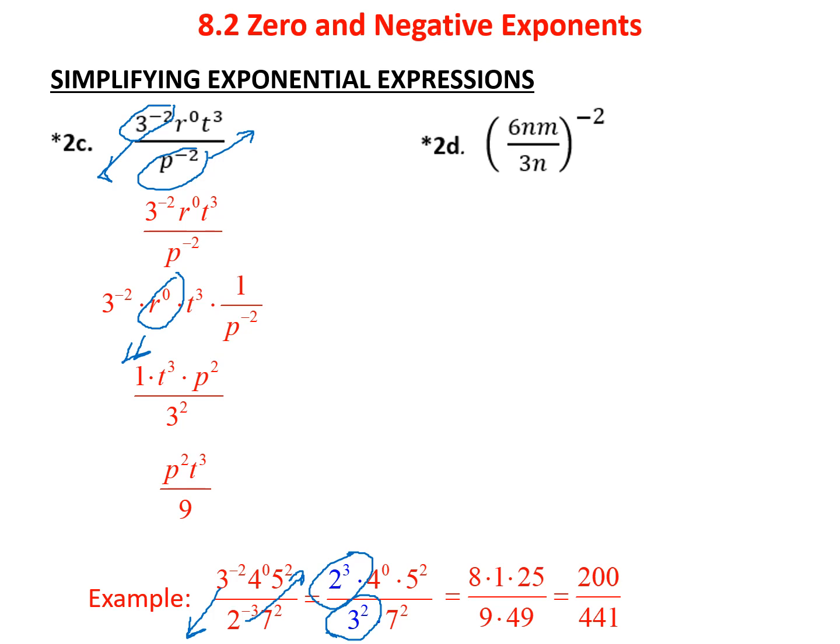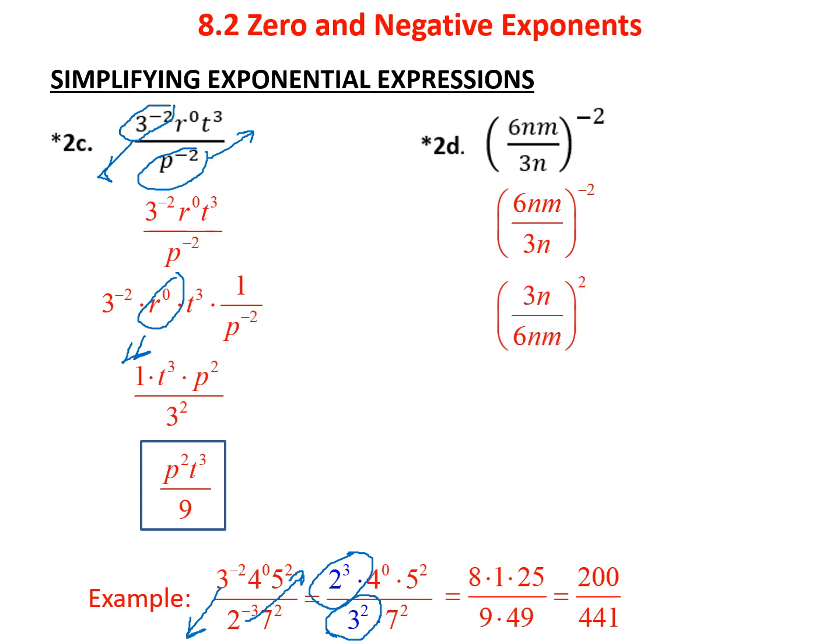Well, what we're going to do first is take the reciprocal of this whole fraction and then change the exponent to positive. See how that worked? 6n over m divided by 3m, we took the reciprocal and then we changed it to a positive 2. Now we square those. Everything is squared: 3 squared, n squared, 6 squared, n squared, m squared.